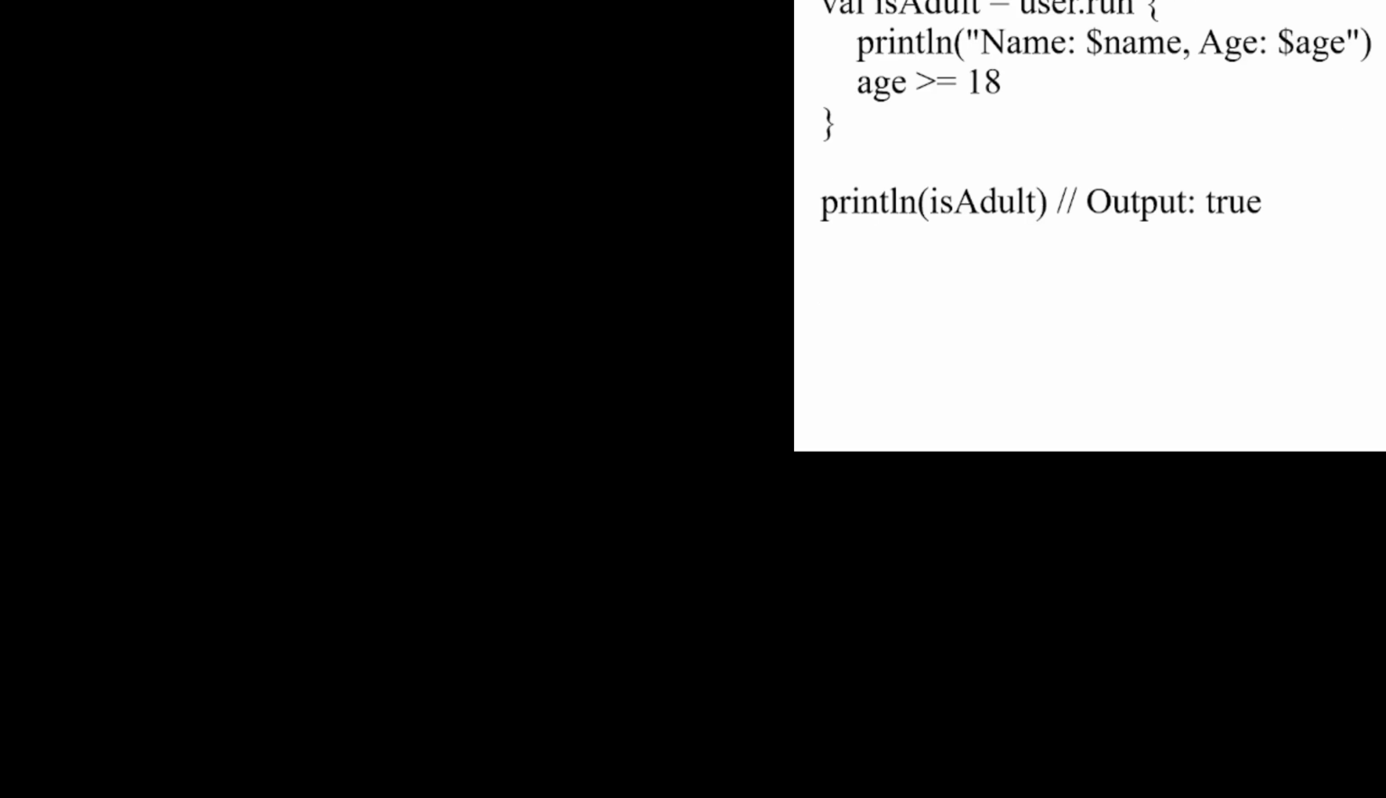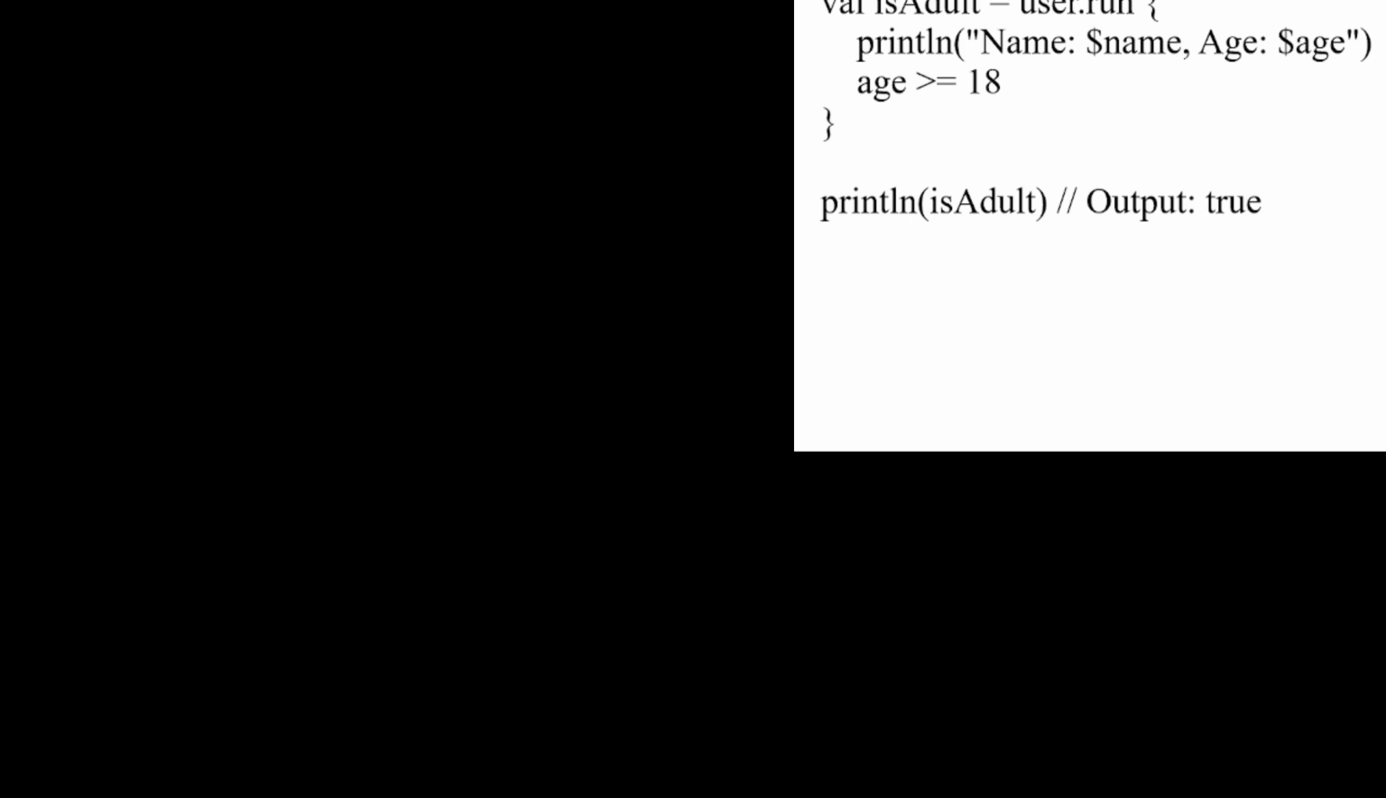Now we will discuss the run scope function. The run scope function combines the functionality of let and apply. It executes a block of code and returns the result. So what does it mean? Suppose there is a Person class, and we have initialized that class with a name and age. I have written Dev, and age is 30. We want to check the eligibility of that person, Dev, whether he is eligible for voting or not.